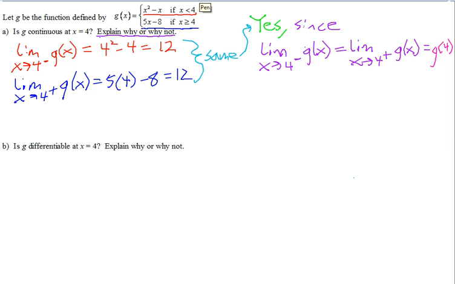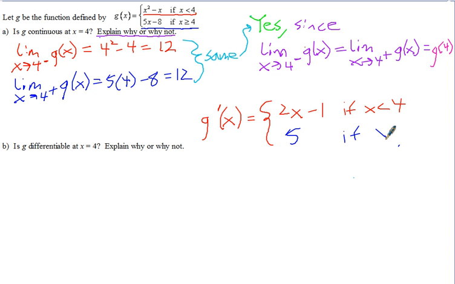Now let's see if it's also differentiable. We know it meets up. Now the question is, does it meet up in a nice smooth curve or does it create a corner? So the way we figure that out is find g prime of x, the first derivative. So the derivative of the first piece is 2x minus 1 if x is less than 4. And the derivative of the second piece is 5 if x is greater than or equal to 4.